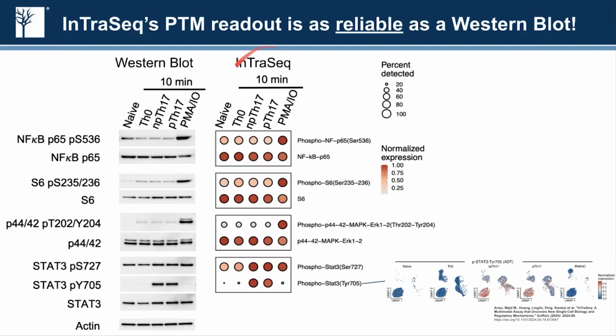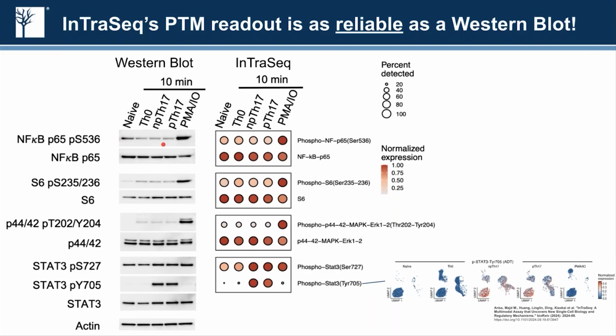Now, granted, in the InTraSeq experiment, we combined all the cells together and we averaged out the phospho-NF-kappa B. So this is a simplification of the InTraSeq data set, and it's actually way more complex than this. But we wanted to make sure that this dot plot would be comparable visually to the Western blot.